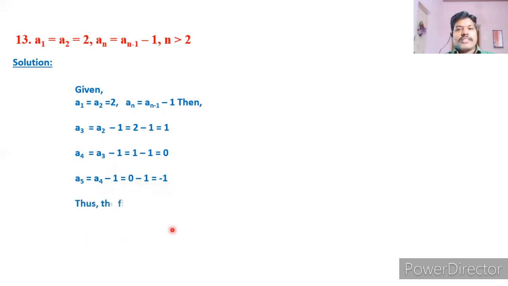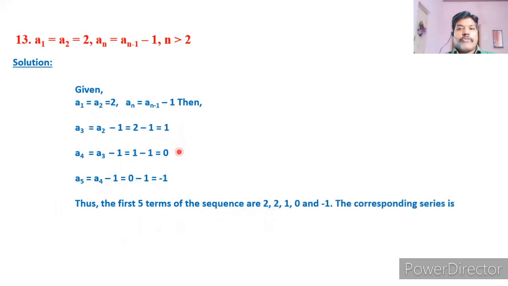Therefore, what are the 5 terms here? The first one is 2 and the second term is also 2. The third term is 1, the fourth term is 0, and the fifth term is minus 1. The corresponding series is nothing but the sum: 2 plus 2 plus 1 plus 0 plus minus 1 plus and so on. This is the series of the given sequence. Are all understood, students? The first 2 terms a1 and a2 are given, and they also give the nth term formula for n greater than 2.